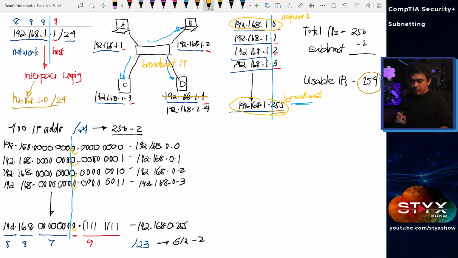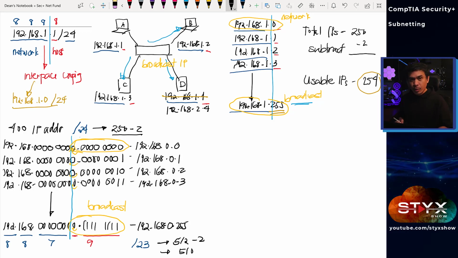Why minus 2 again? Because this is the network and this is the broadcast. 512 minus 2, we have a total of 510 maximum usable IP addresses. Now, does our /23 network satisfy this requirement of 400 IP addresses assigned to our hosts and interfaces? Absolutely. Now, maybe you're thinking, why are we using 0 on our third octet?